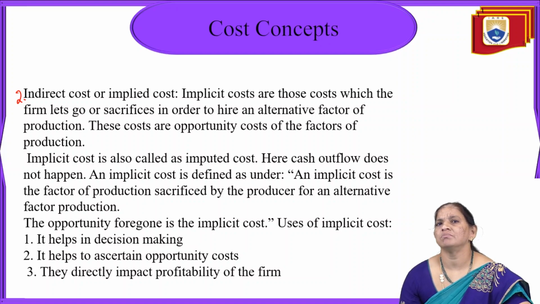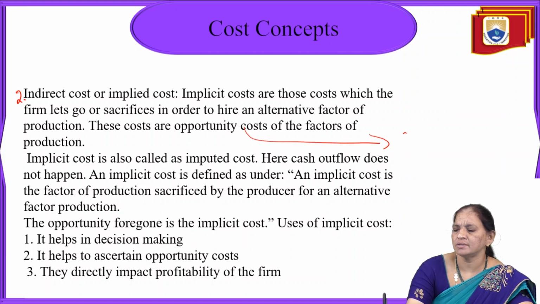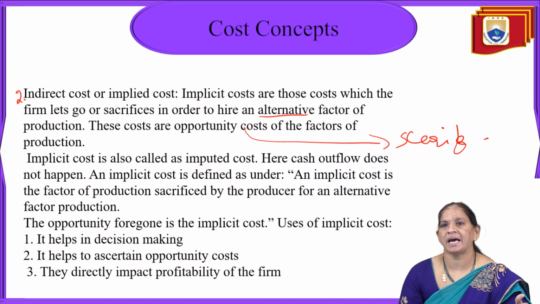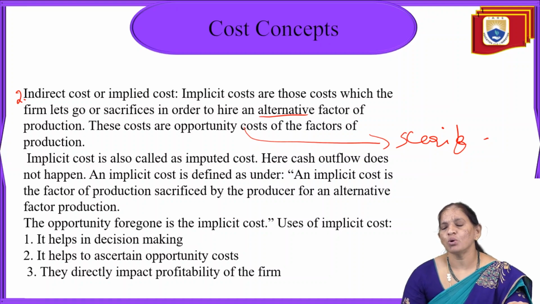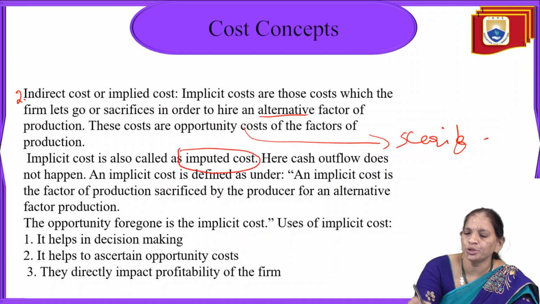Implicit cost means what we call a sacrifice or alternative cost, or the opportunity cost of the factors of a firm. Opportunity cost means the sacrifice, the next best alternative we have. We call it the implicit or indirect cost.